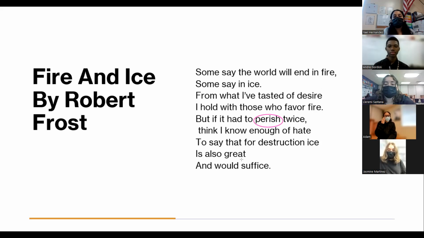Perish and suffice. Now, when we're looking at vocabulary words that we may not know and we circle them in our annotation, it's also important to add a little bit of text. What does this word mean? What is it talking about? So what might the word perish mean? We're talking about the end of the world here. We're talking about the world is ending. So what is perish if the world is ending? Jasmine? Like it's gone or disappeared. Yeah, so now we can put gone or disappeared.